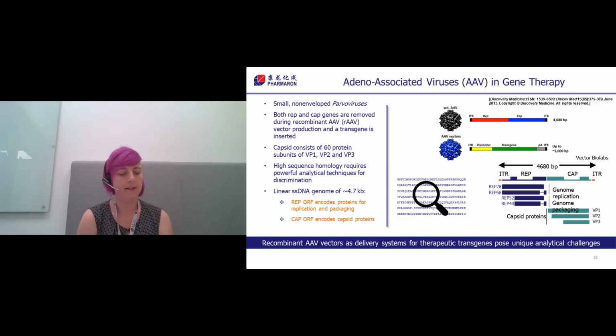So AAVs consist of a single-stranded DNA genome, which is encapsulated by a protein shell, which is known as the capsid. Wild-type AAVs are engineered to produce recombinant AAV vectors that are used in gene therapy. So to do this involves the removal of the rep and cap genes of the viral genome and the insertion of a transgene to replace them. And it's this transgene which provides us with the therapeutic effect. So therefore, it's critical that we have robust characterization methods that allow us to accurately quantify the proportion of AAV capsids that contain our therapeutic transgene.